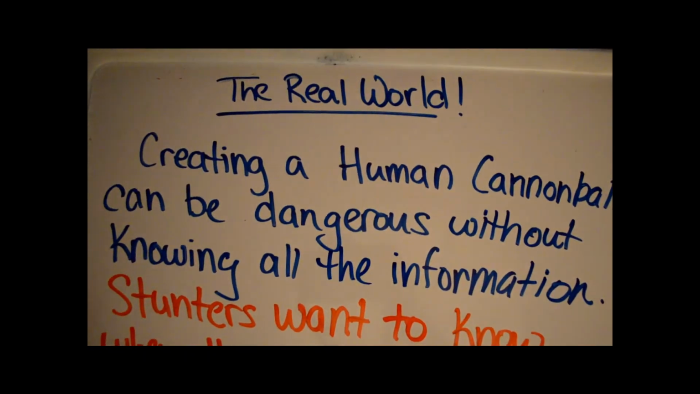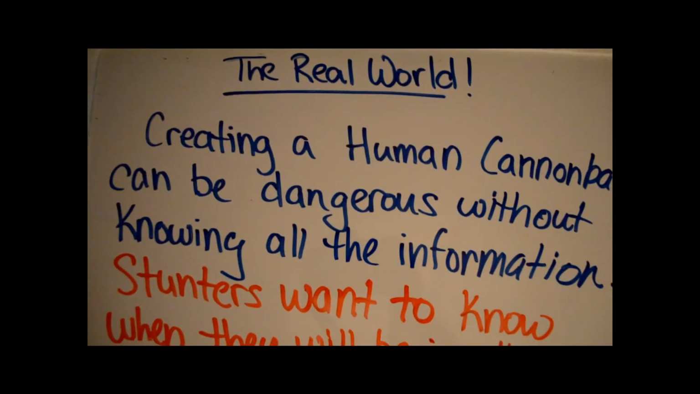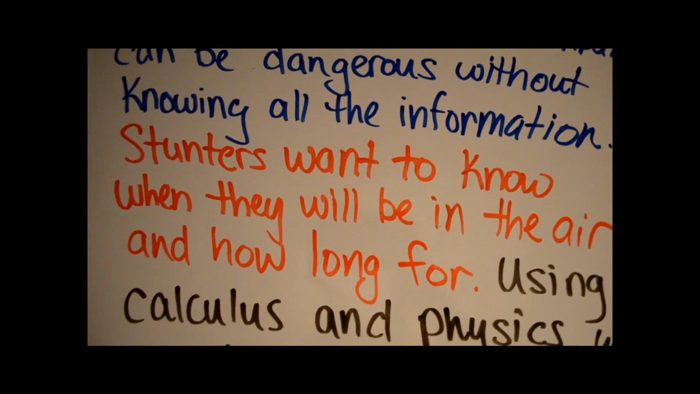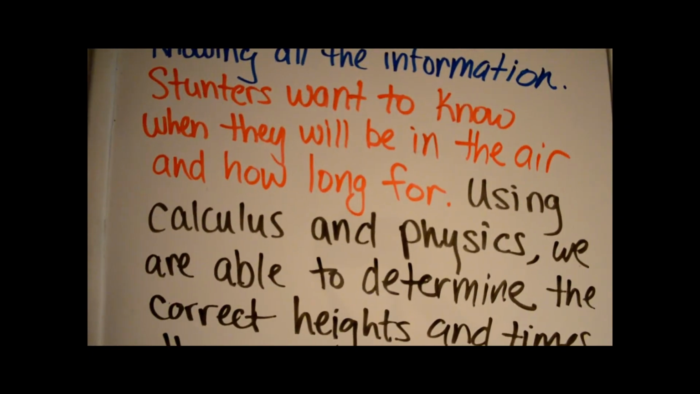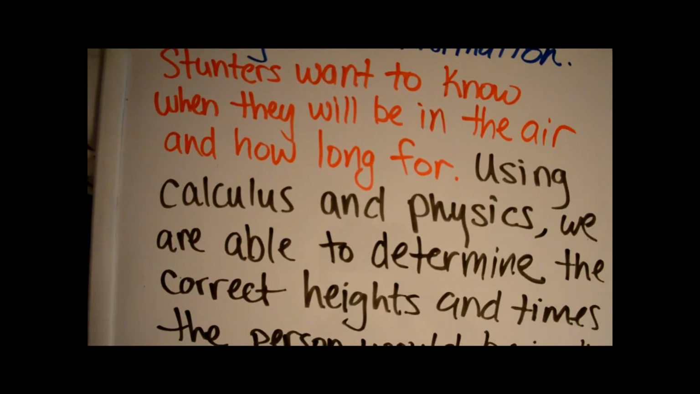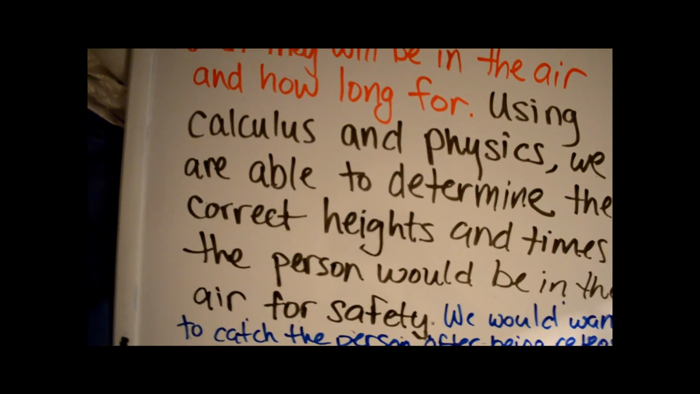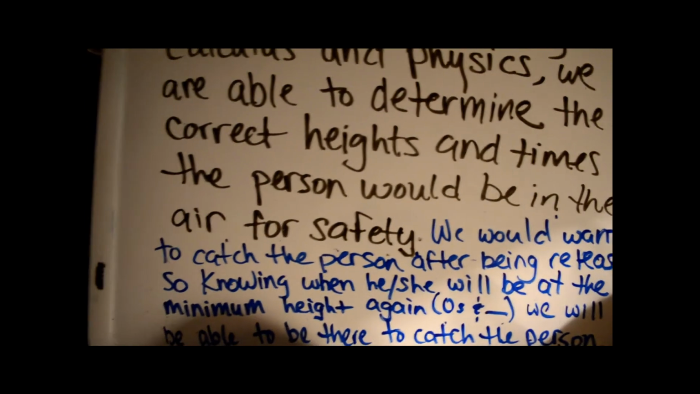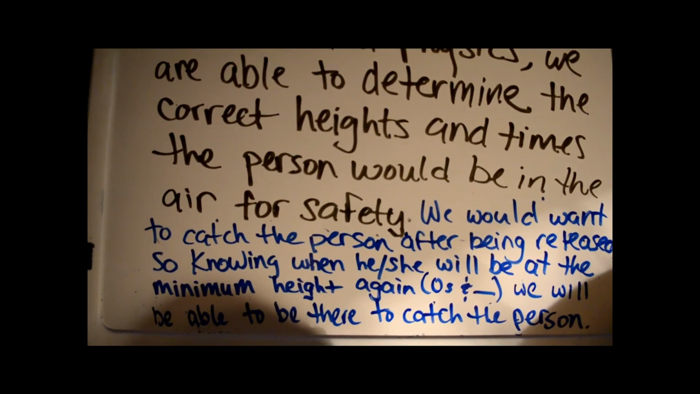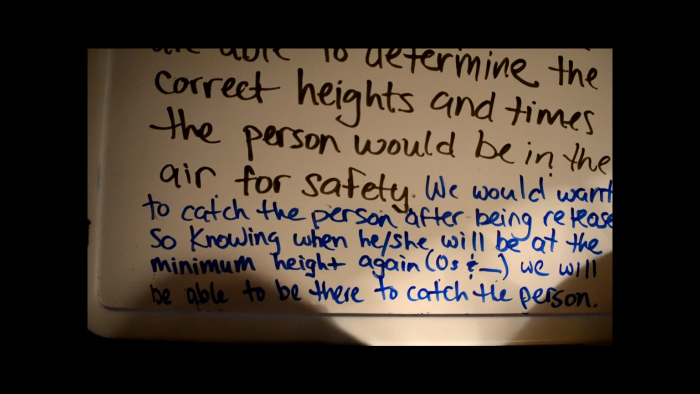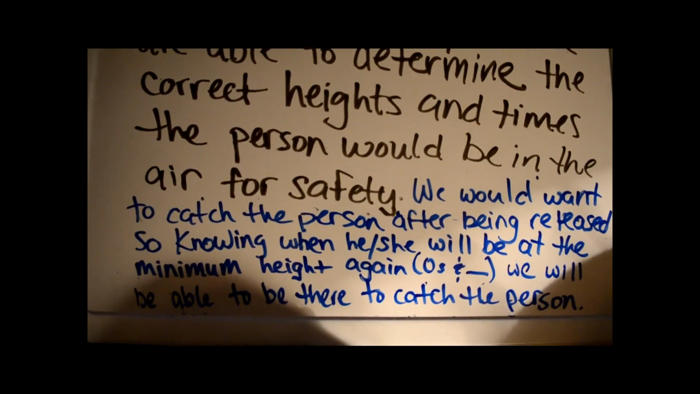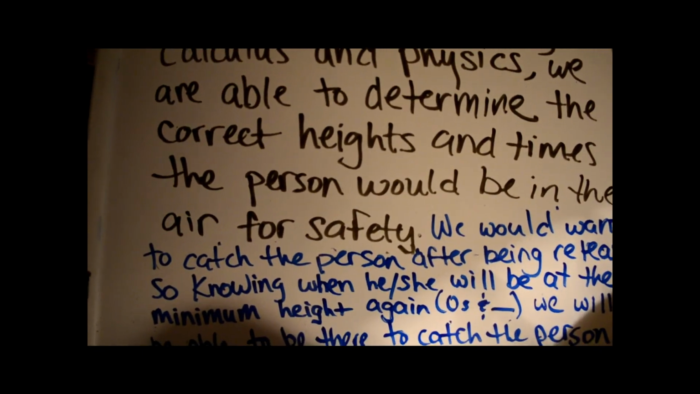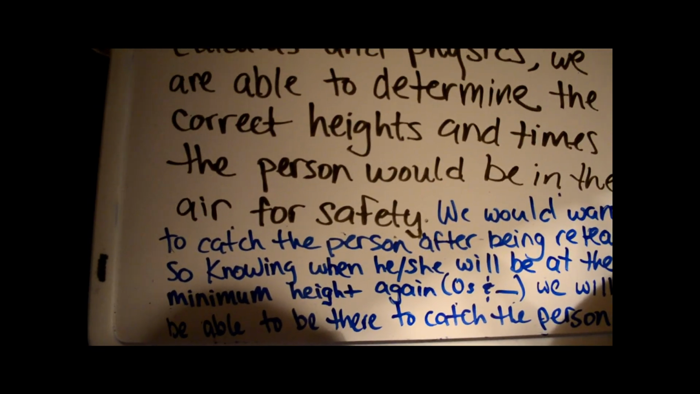The real world. Creating a human cannonball can be dangerous without knowing all the information. Stunters want to know when they will be in the air and for how long. Using calculus and physics, we are able to determine the correct heights and times the person will be in the air for safety. We would want to catch the person after being released, so knowing he or she will be at minimum height again, at 2 seconds, we will be able to be there to catch the person. This is why knowing calculus and physics can be useful in the real world.